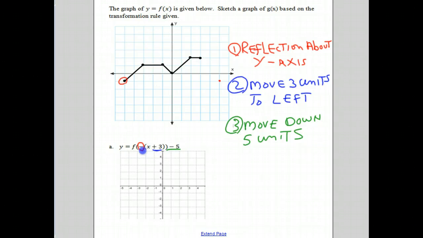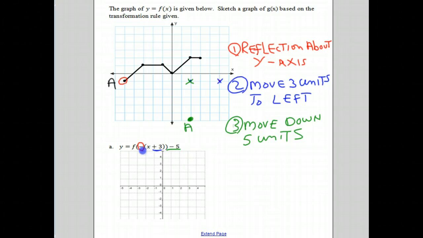But it also has to move 3 units to the left. So we move it 3 units to the left, 1, 2, 3, and then it ends up there, and we'll cross it out. And finally, we have to move it down 5 units. So 1, 2, 3, 4, 5, cross that out, and it finally ends up over there. I'll call that point A. And the corresponding point A has moved down to here.